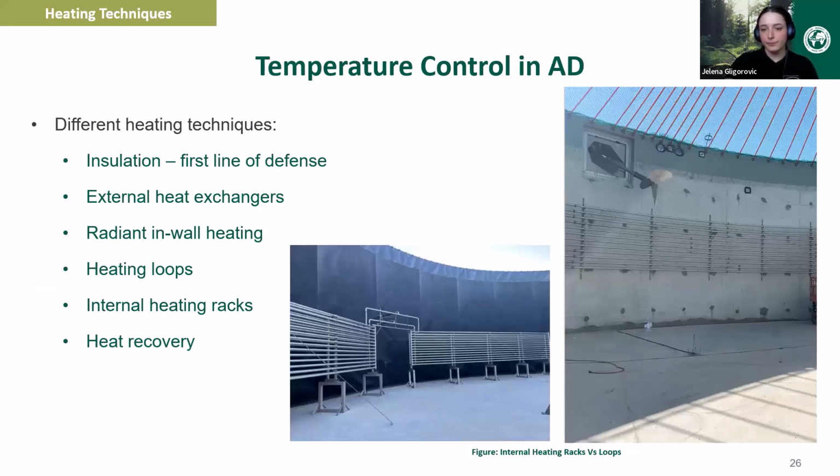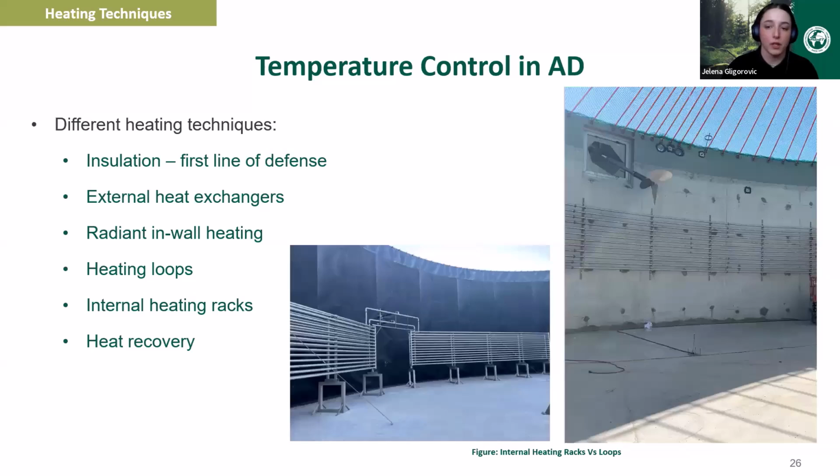So there are different heating techniques. Obviously, the first line of defense is your insulation on your tank to reduce any heat loss. And then you have external versus internal heating systems. External would be like an external heat exchanger where you take the substrate out of the tank, put it through the heat exchanger, and then put it back in the tank. For internal systems, you have in-wall heating, heating loops, and heating racks. So there are pros and cons for each.